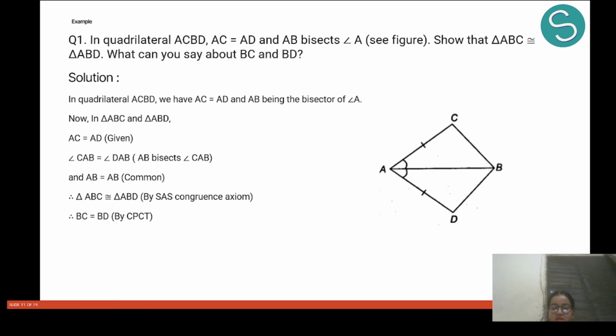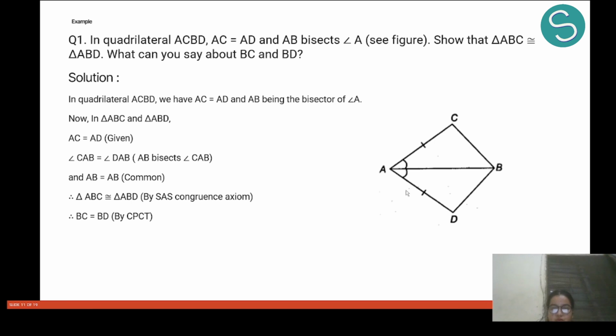So we will proceed with this question which says: in quadrilateral ABCD, AC equals AD and AB bisects angle A, that is angle CAB equals angle DAB. Then we have to show that triangle ABC is congruent to triangle ABD. So in this quadrilateral we have to prove these two triangles to be congruent.